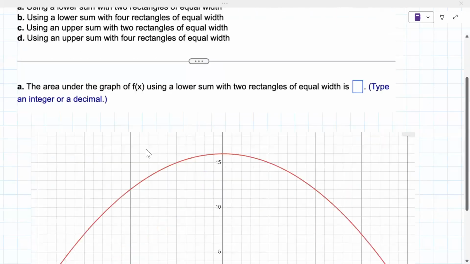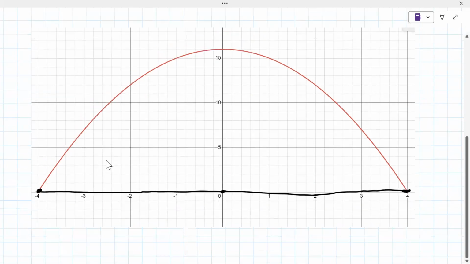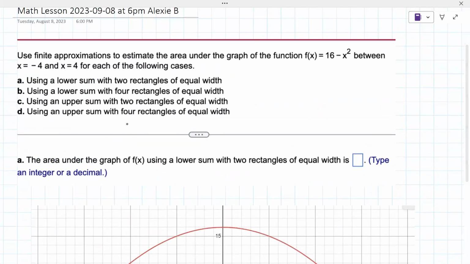Okay, I still don't have a good answer for this, but the lower sum using two rectangles, it's not even a rectangle. It's a height of 0 here, and a height of 0 over here as well. So it's a terrible picture for the first one. The first one is 0 plus 0, which is 0.